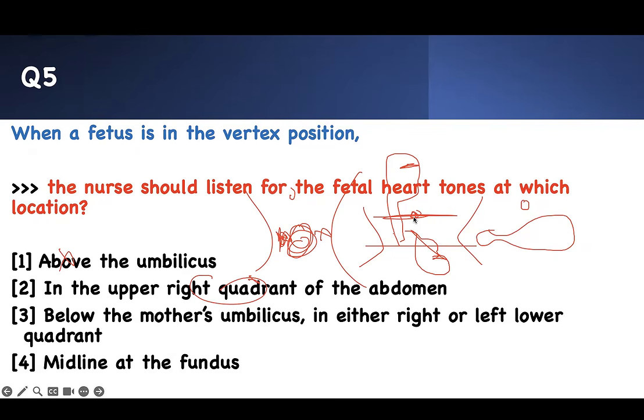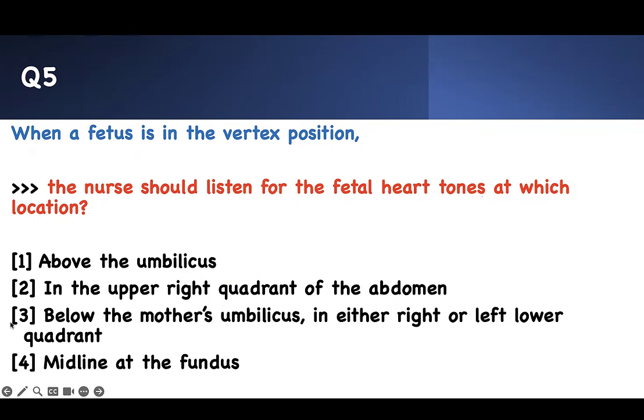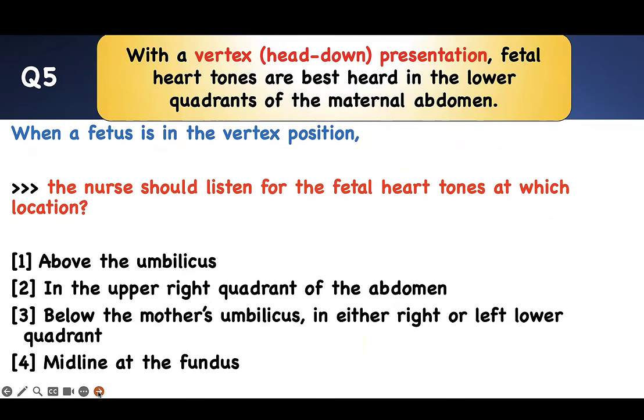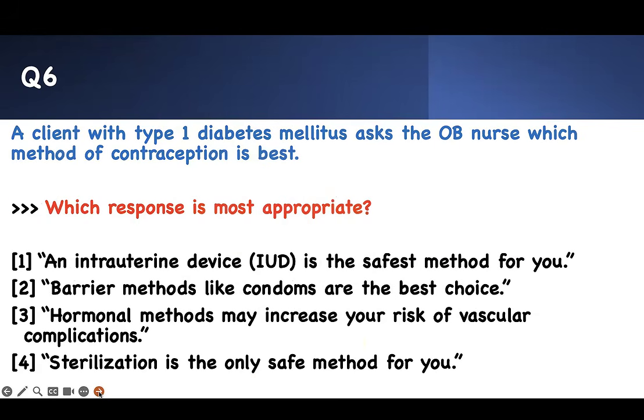It can be left or right. Midline and the fundus, you don't check it. So the best position is usually either left or right and below the umbilicus, because the baby is in the vertex position. With the vertex position, the fetal heart tones are best heard in the lower quadrant of the maternal abdomen. So 3 is the right answer.